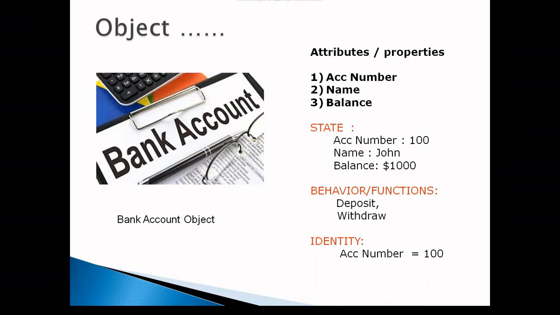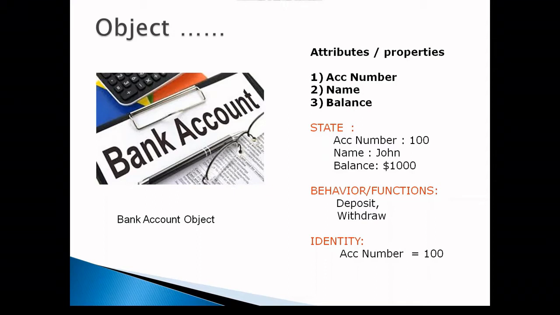State represents the current value of those attributes, like account number 100, name John, balance $1000. Behavior is deposit and withdraw. Identity is account number 100. So at a particular instant, the state of this bank account is that the account number is 100, the name is John, and the balance is $1000. After a few days, if someone withdraws or deposits an amount, the state of the object will change. That means functions will change the state of the object.